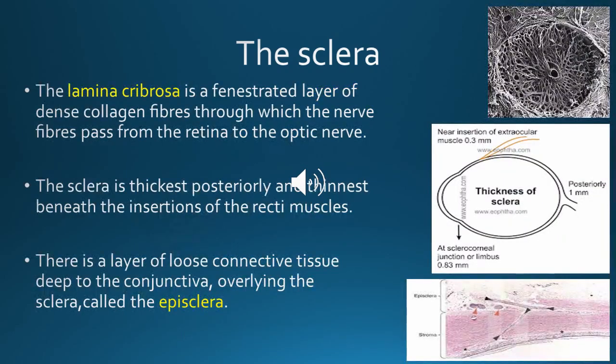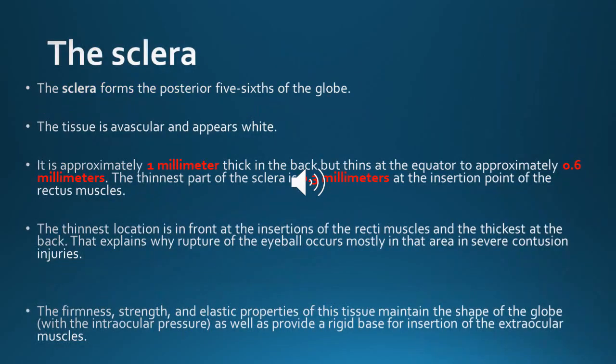The posterior scleral foramen is bridged with a layer of dense collagen fibers, called the lamina cribrosa, through which the nerve fibers pass from the retina to the optic nerve. The thickest part of the sclera lies around the optic nerve, while the thinnest location is at the insertion of recti muscles. The sclera is separated from overlying conjunctiva by loose connective tissue, called the episclera. The sclera is an avascular tissue, so it appears white.